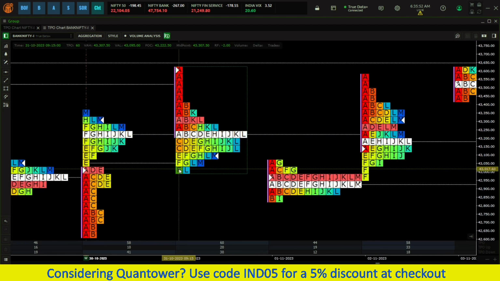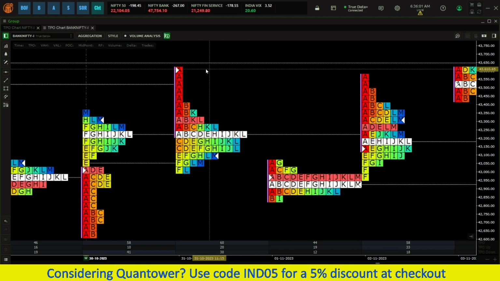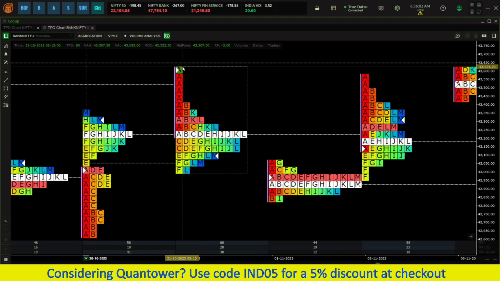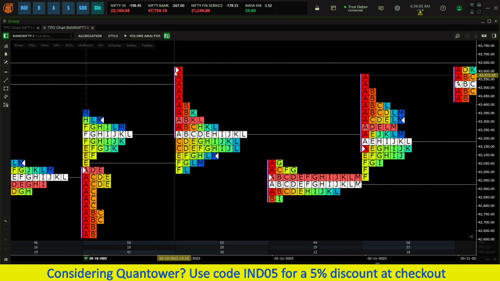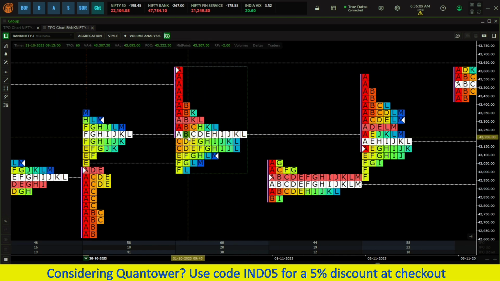You can see the structure is a B, right? So what is the difference between P and B? In the P we usually see balance formation or distribution happening at the upper part of the IB, but in the B we usually see it at the bottom part.